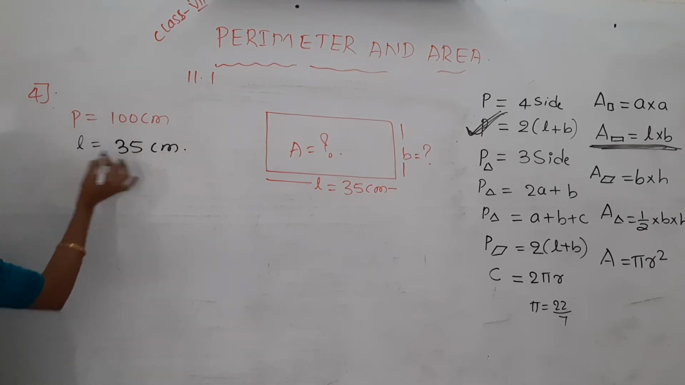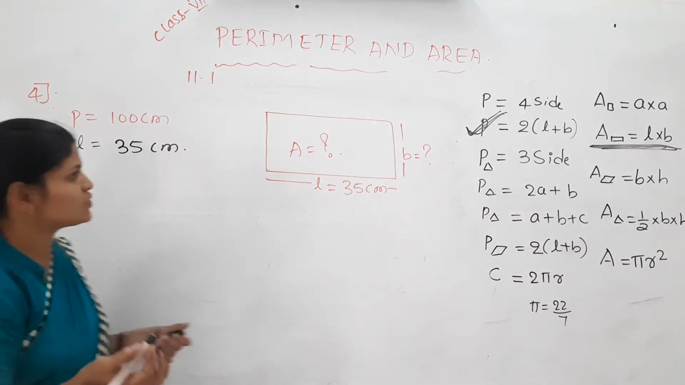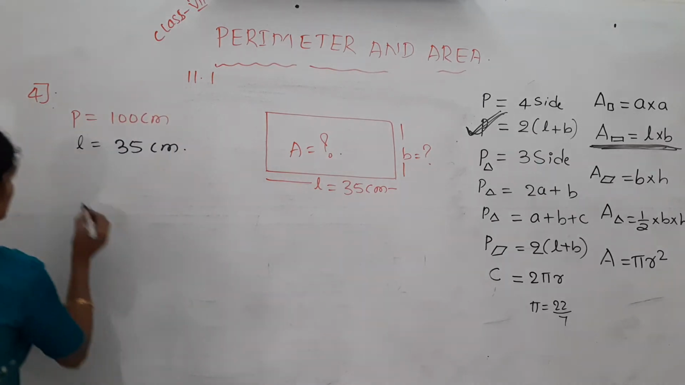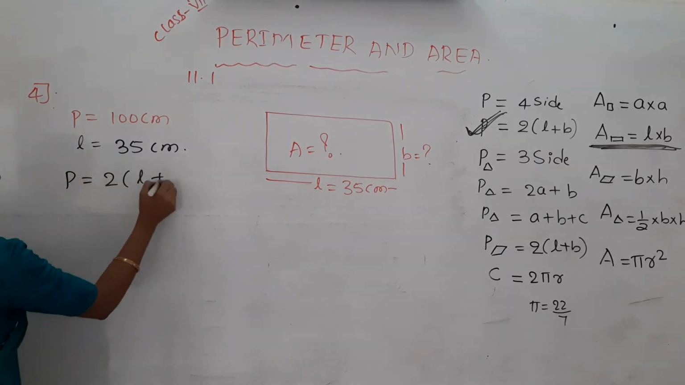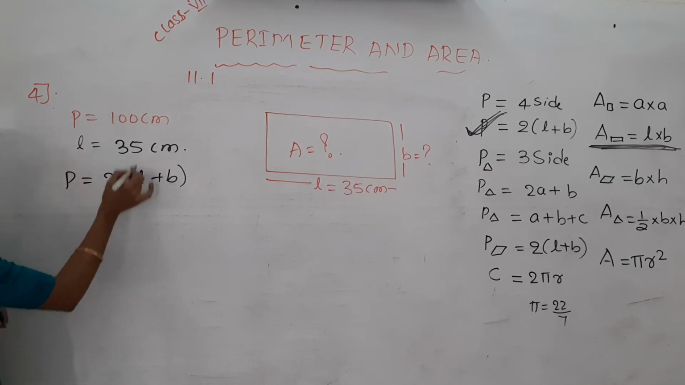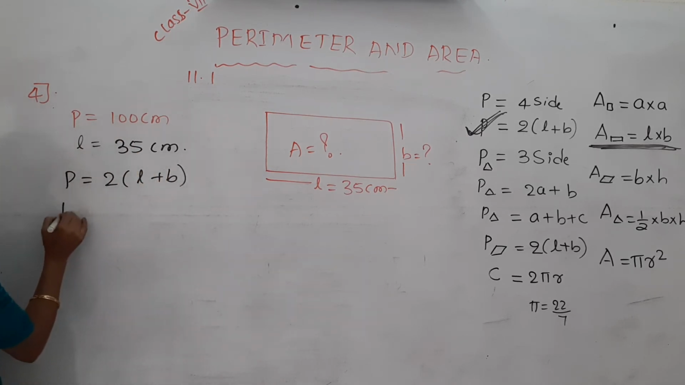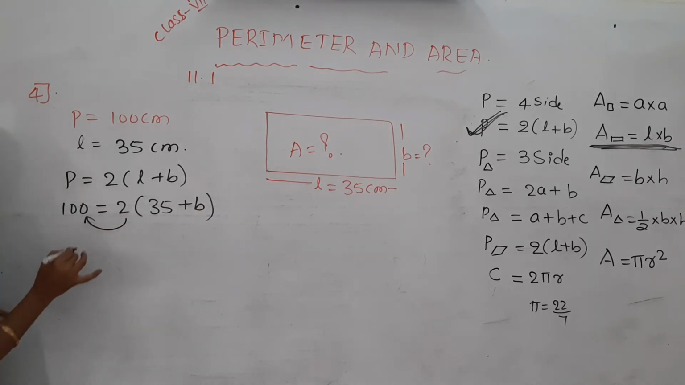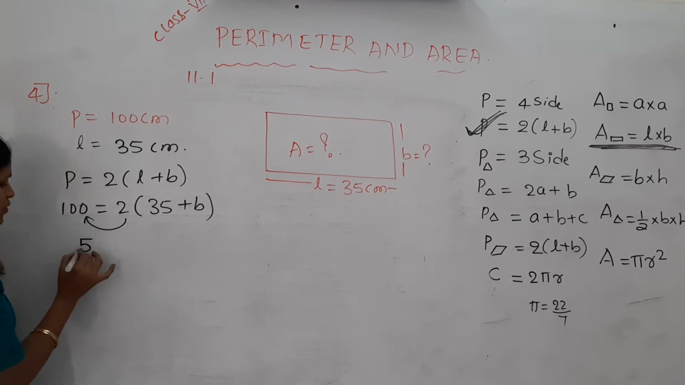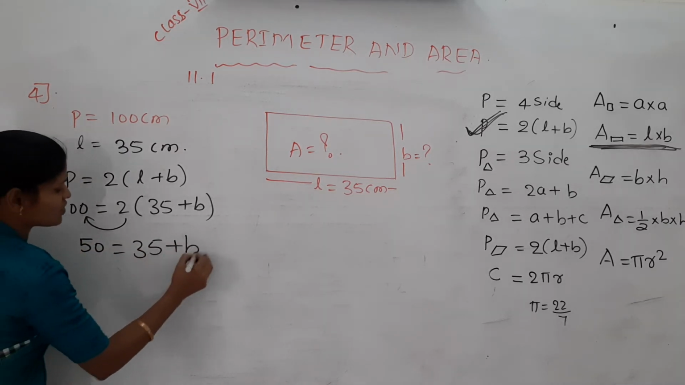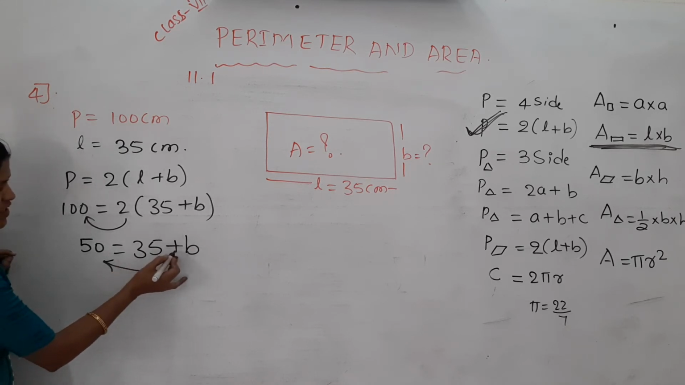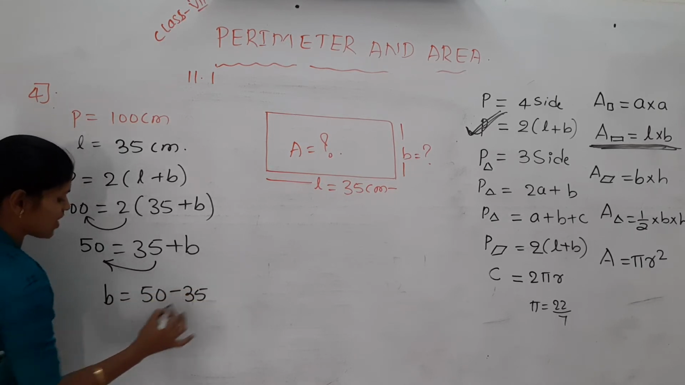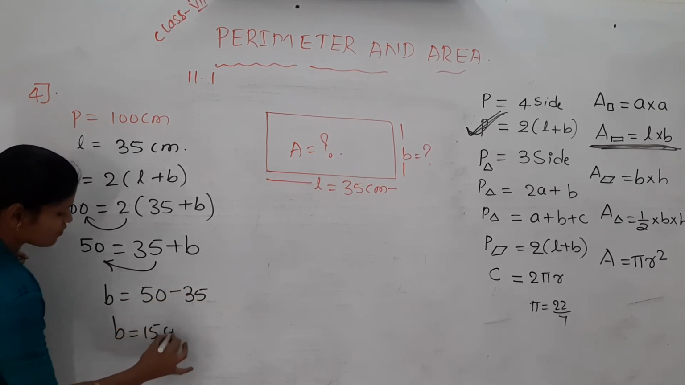You know the perimeter, you know the length, then you can find the breadth. How? By using the formula, perimeter of the rectangle is 2 times of L plus B. Put the values: 100 equal to 2 into 35 plus B. If 2 comes this side, 100 divided by 2 is 50, equal to 35 plus B. If 35 comes this side, it becomes minus. So B equal to 50 minus 35, B is equal to 15 centimeter.